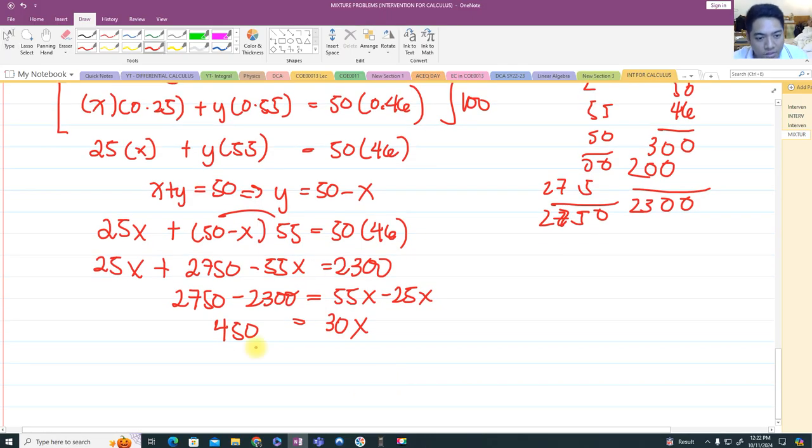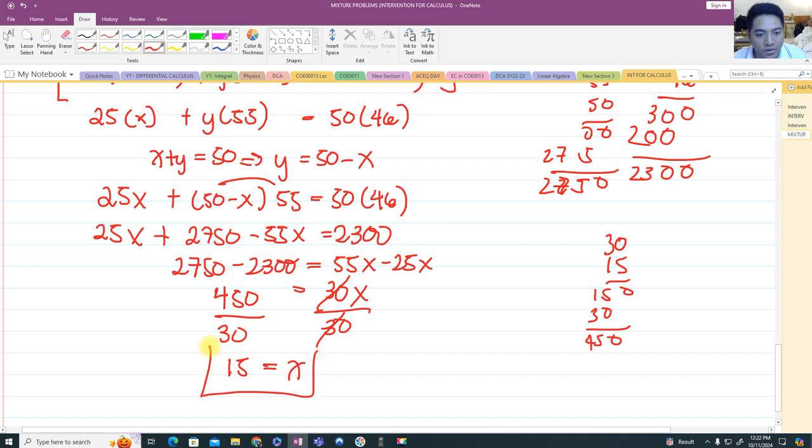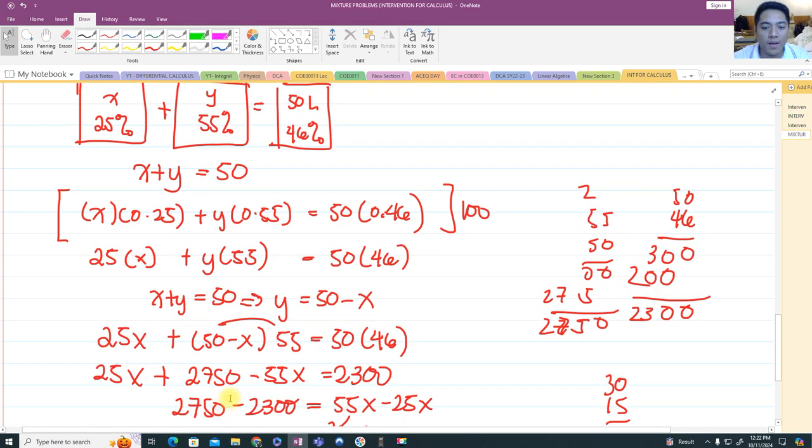Okay. So divide both sides by 30 here. So our answer would be what? So we have 15 liters because 30 times 15 is 450. So 450 divided by 30 would be 15 equals, this cancels out, we have x. So 15 liters should be the amount of this one. Okay. So that is our problem number 3.